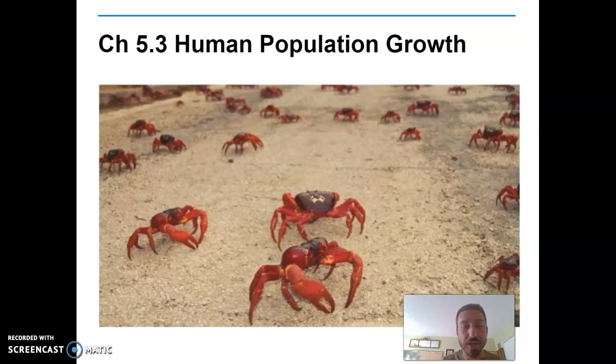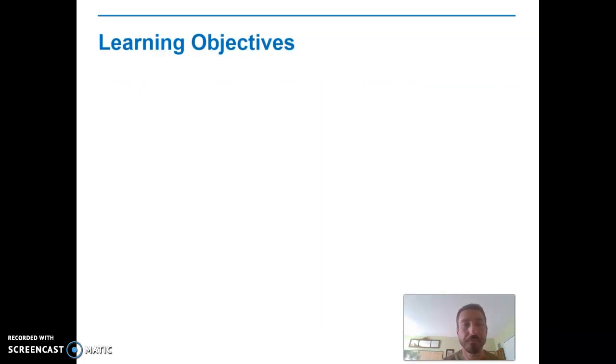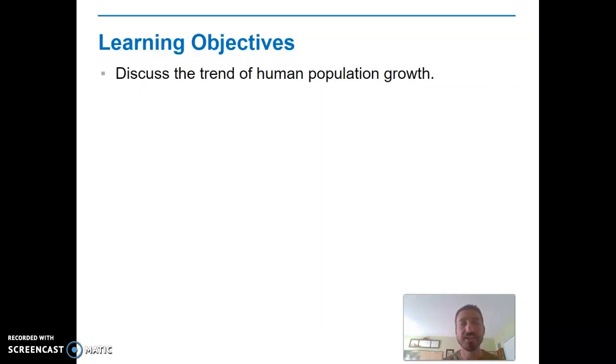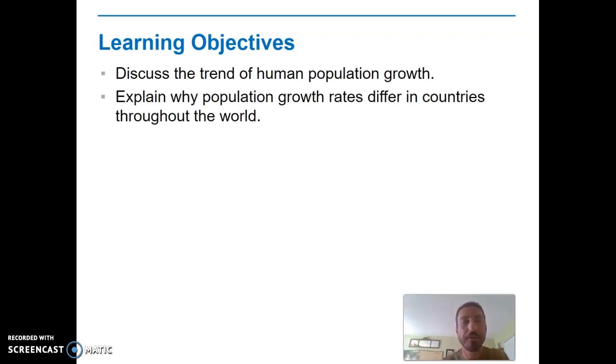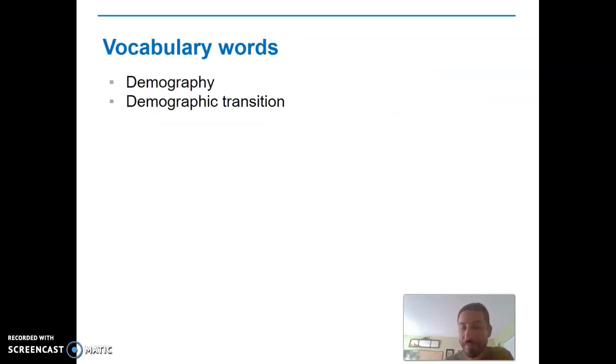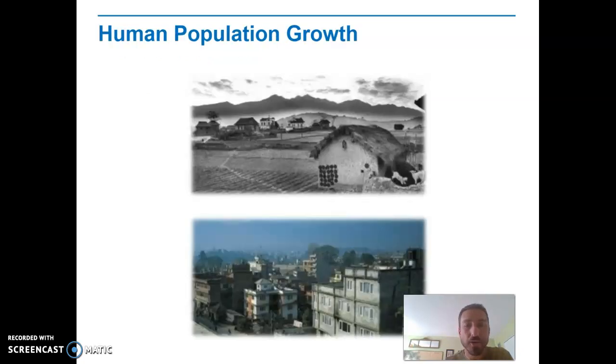Chapter 5, Section 3, Human Population Growth. Our objectives here: discuss the trend of human population growth, explain why population growth rates differ in countries throughout the world, and our vocabulary terms here, demography and demographic transition. All right, so look at this transition that happened between photos taken in different ages. Industrialization, urbanization. These are two things that have occurred between the first photo and the second photo.